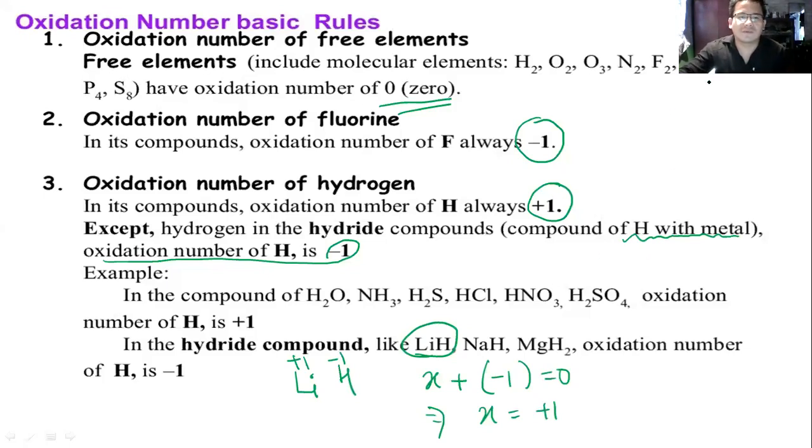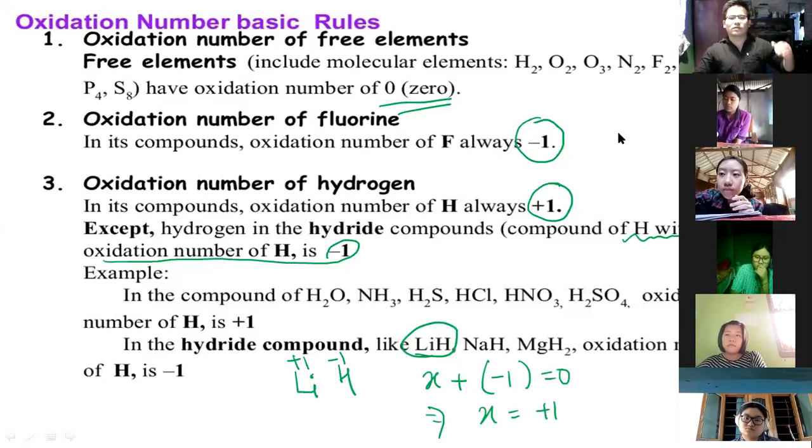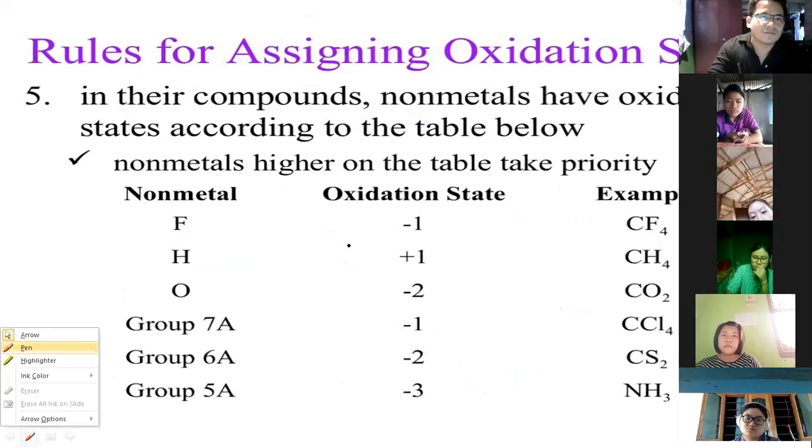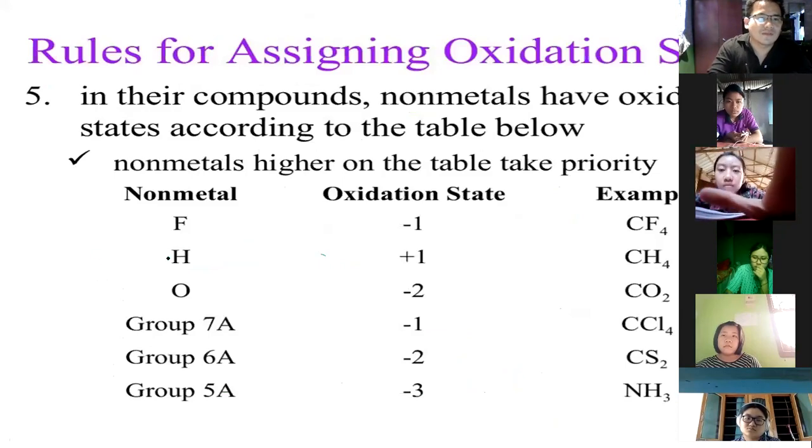So you are given some important points. Number 1, the oxidation number of free elements will always be equal to 0. Point number 2, the oxidation number of fluorine is -1. Hydrogen is always +1 except for metal hydrides. Point number 4 is missing here.